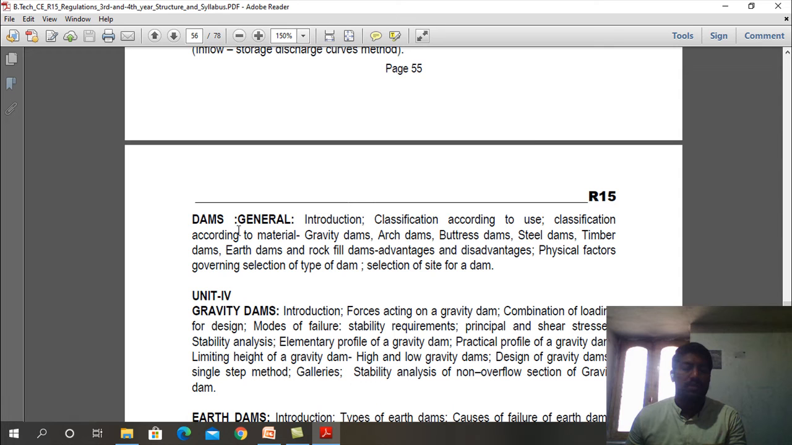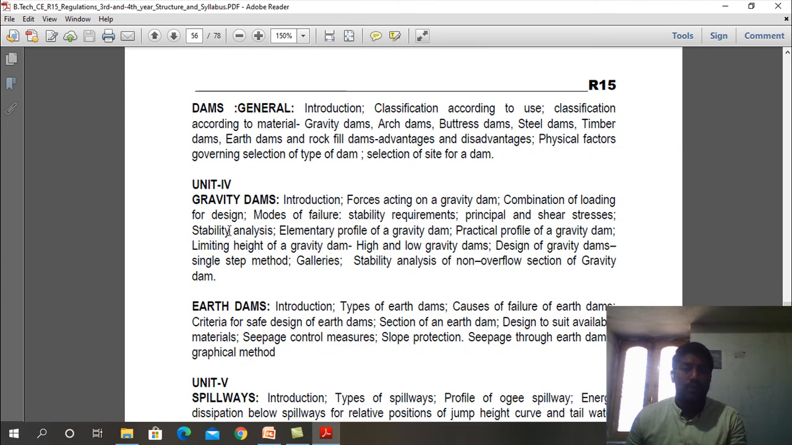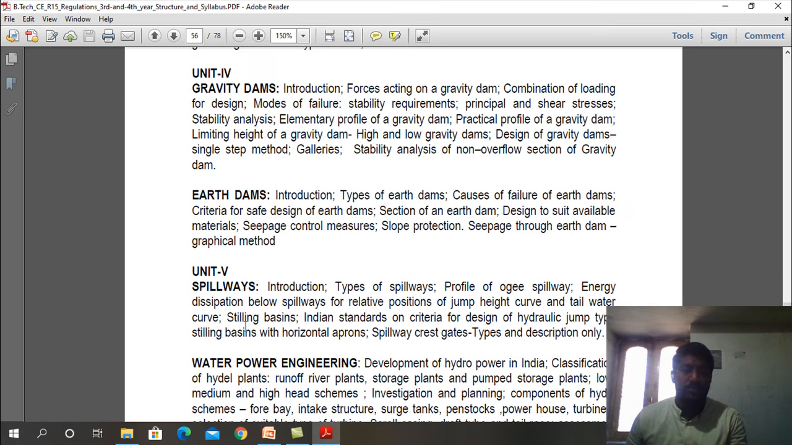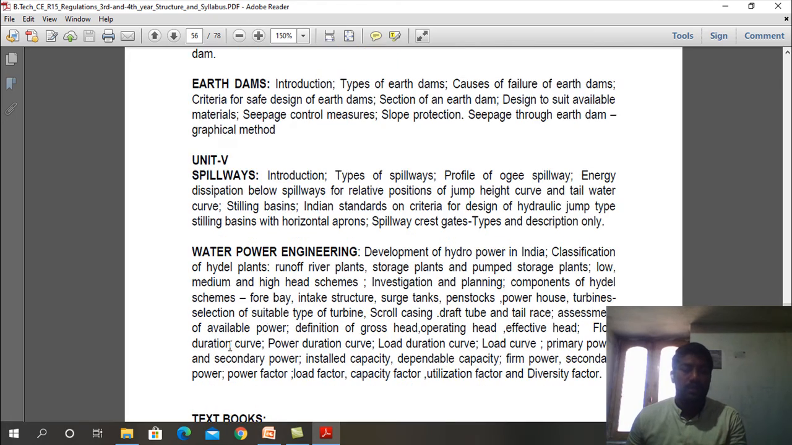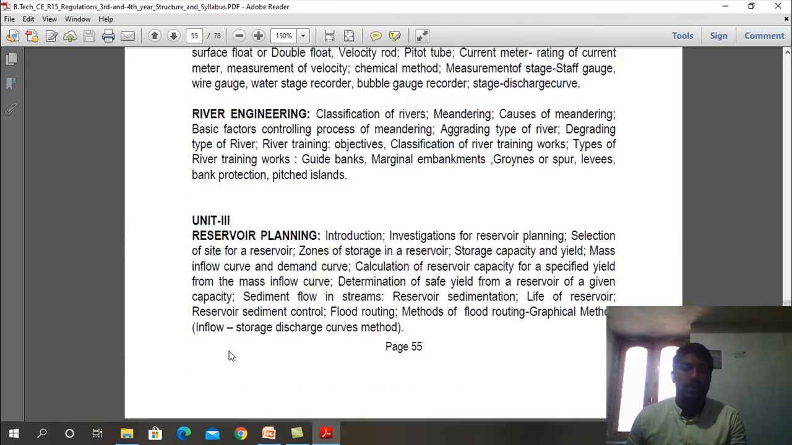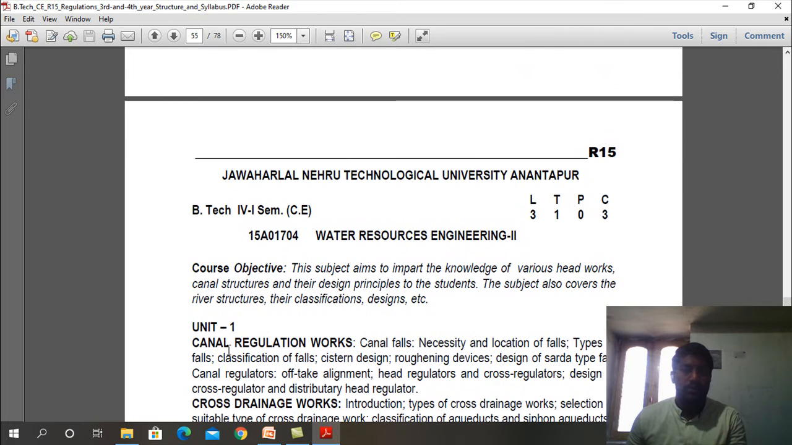And dams, different types of dams like earth dams, arch dams, buttress dams, are also in Unit 3. And Unit 4, gravity dams, and specifically it will explain the earth dams. And in Unit 5, spillways and water power engineering. Those 5 units we are going to see in this WRE 2, Water Resource Engineering 2.